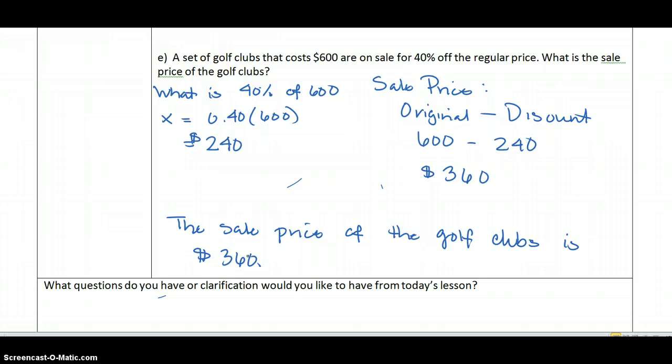Okay, the bottom part of this is: what questions do you have or what clarifications would you like from today's lesson? Very important. If there's something where you're not so sure, you can always pause. You can also rewind. You can watch me over and over again if you'd like to. But please do that, then write any clarification questions you have and bring those to me either at the end of class today if we have time or at the beginning of class tomorrow.